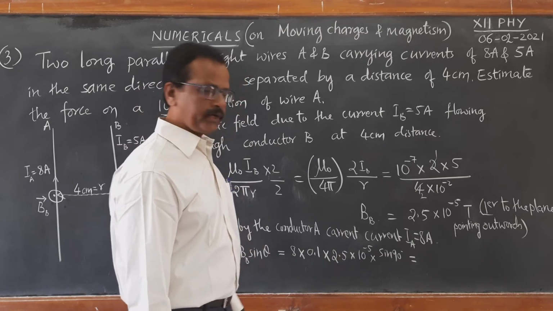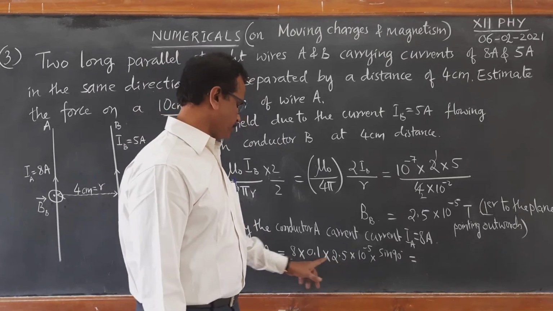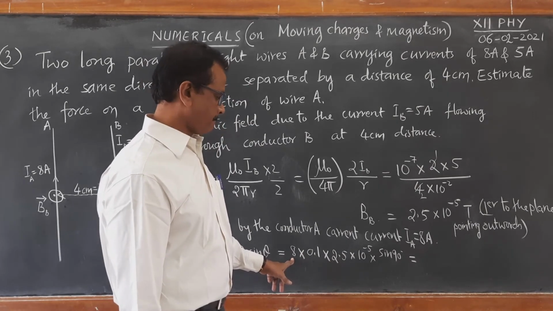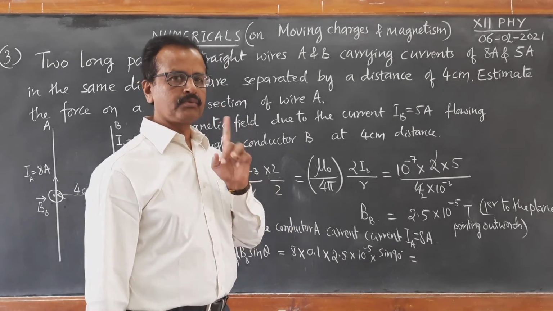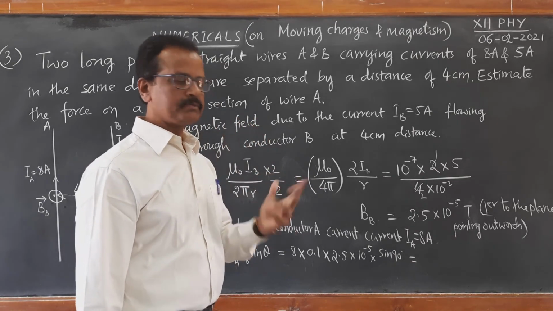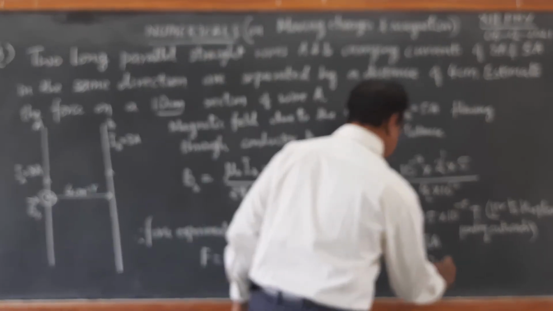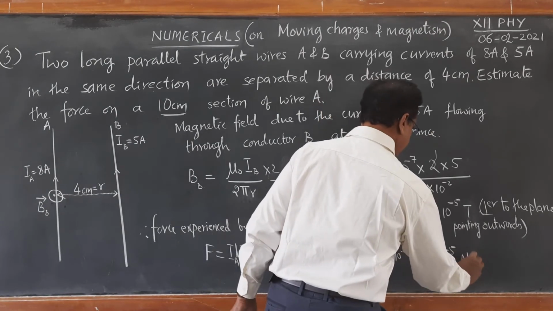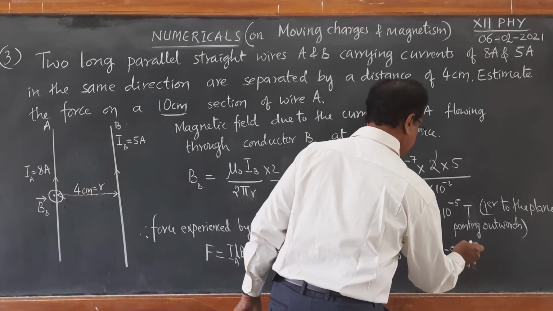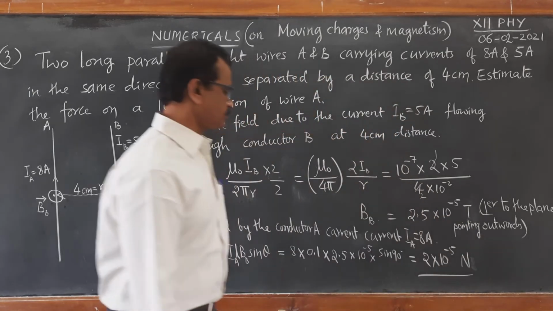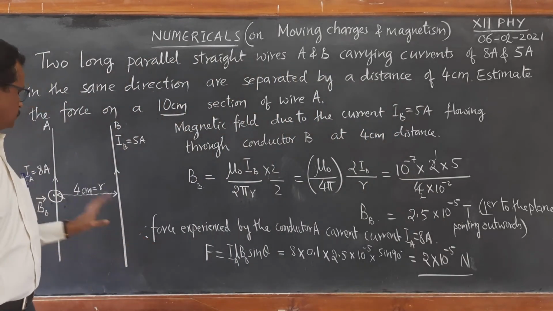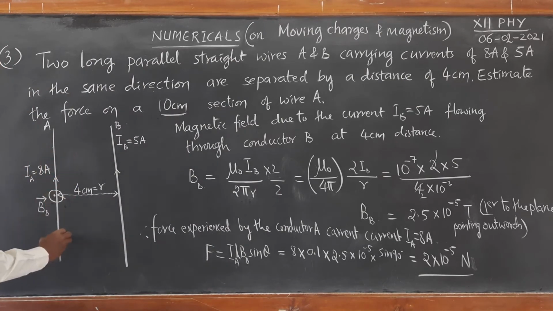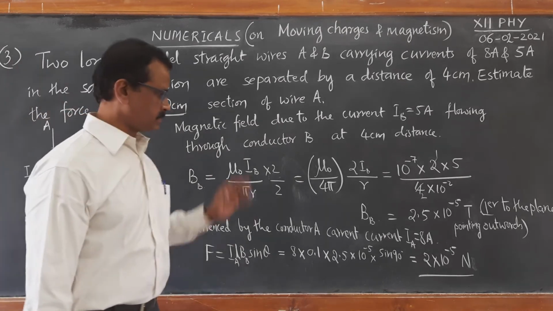It is as good as 0.25. 0.25 into 8 becomes 2. 0.25 into 4 is 1. 0.25 into 8 becomes 2. So it becomes 2 into 10 raised to minus 5 Newton, that is acting on a length of 10 centimeter section of this.